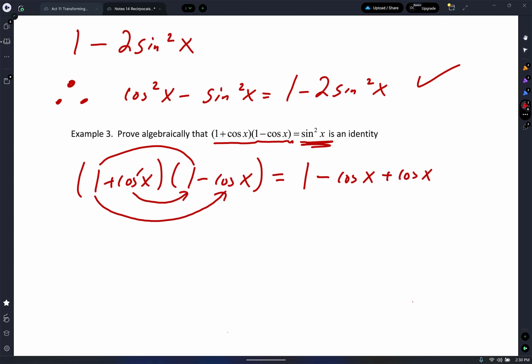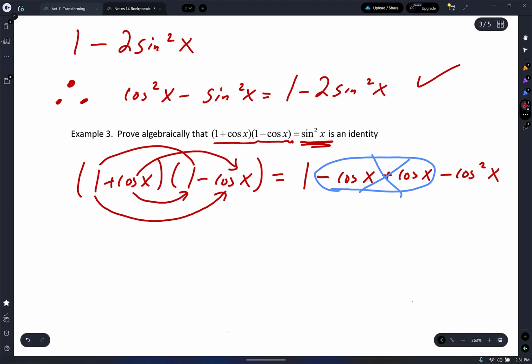Cosine x. What's cosine x times negative cosine x? Yeah, there's 2 of them, so say cosine squared x. Cosine times cosine is cosine squared, and then x is just the argument. Nothing crazy, right? What zeroes out? Yeah, look, I have a negative cosine x and a positive cosine x. That zeroes out, and I have 1 minus cosine squared x.